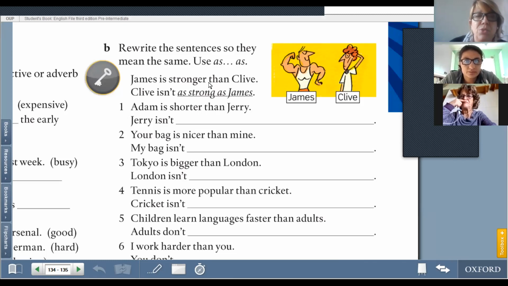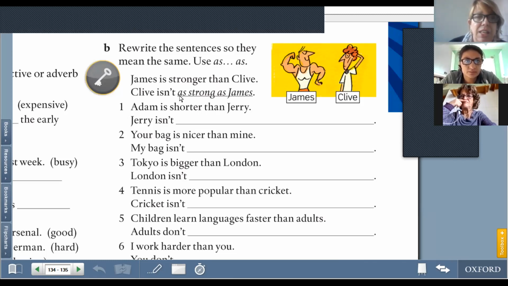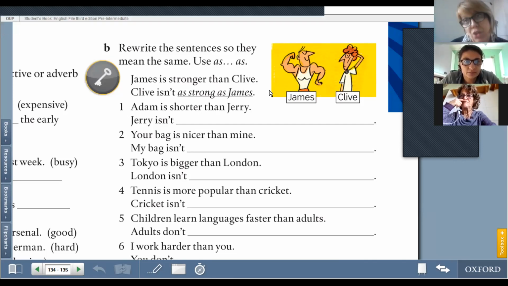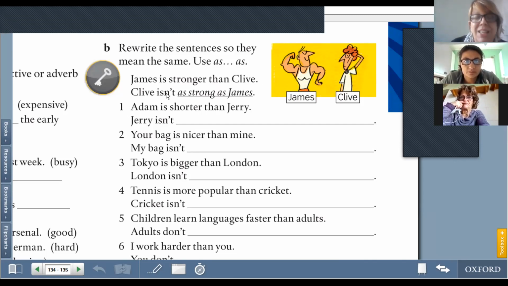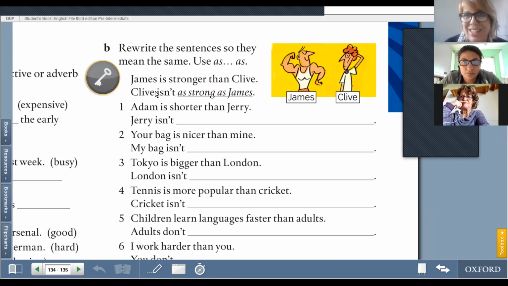James is stronger than Clive. Clive isn't as strong as James. Sometimes to have the same adjective, we have to change from positive into negative, because James is stronger than Clive. Clive is not as strong as James. Or I would say, if it wasn't negative, Clive is less strong than James. Or weaker, just use the opposite adjective, the same.